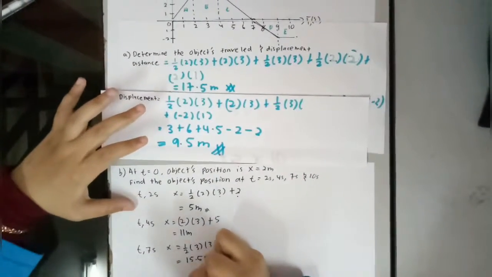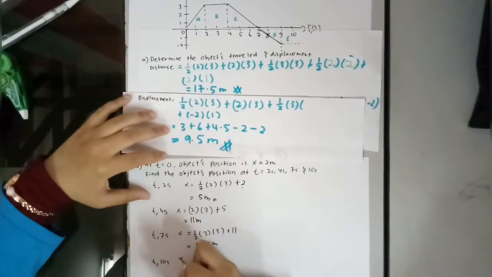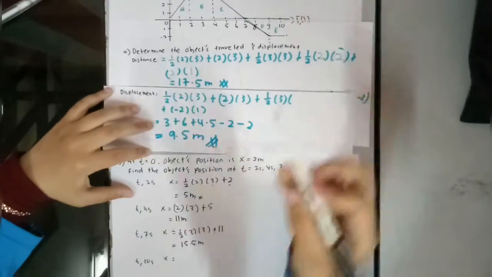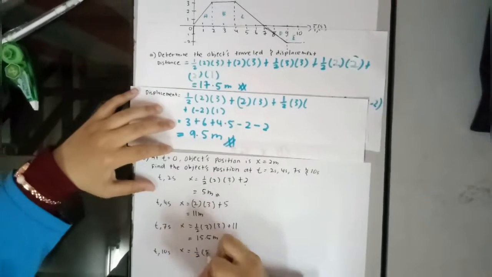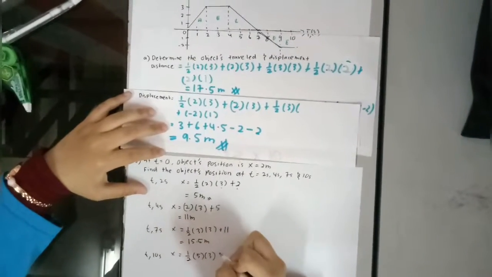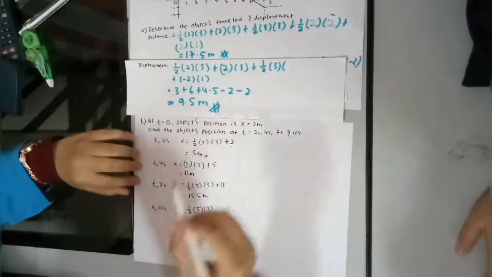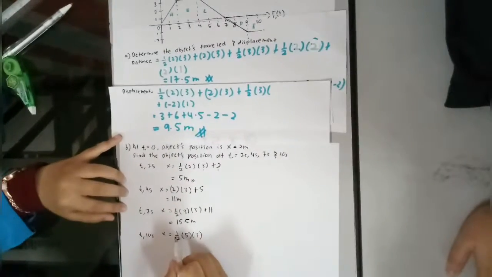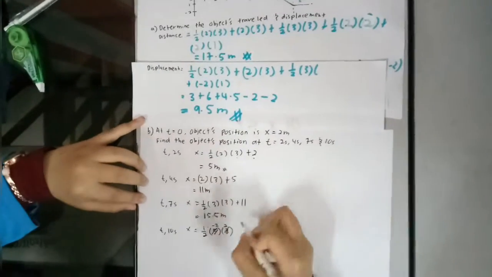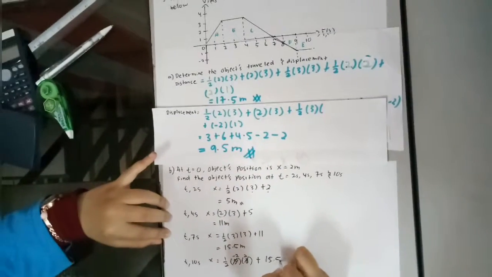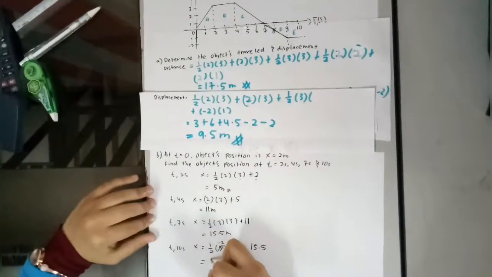While the answer for the 10 seconds is 1 over 2 times 5 times 3. Sorry, that is wrong. For 10 seconds, 1 over 2 times negative 2 times 2 plus 15.5, and we will get 11.5 meters.